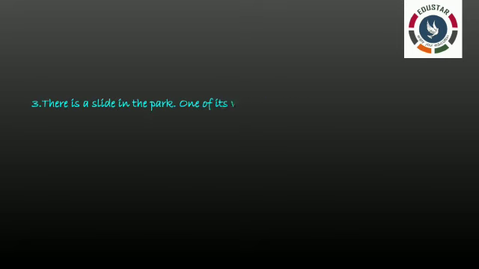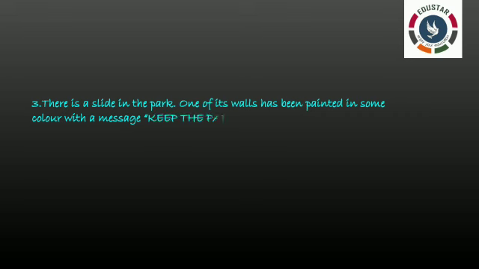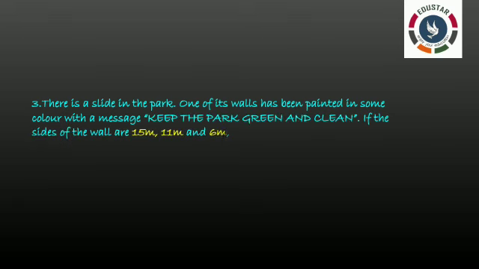There is a slide in a park. One of its side walls has been painted in some color with a message, "Keep the park green and clean." If the sides of the walls are 15 meter, 11 meter and 6 meter, find the area painted in a color. You guys just imagine the slide as given in the figure 12.10 in page number 203. Here one of its side walls is painted. We have to find the area painted in color.